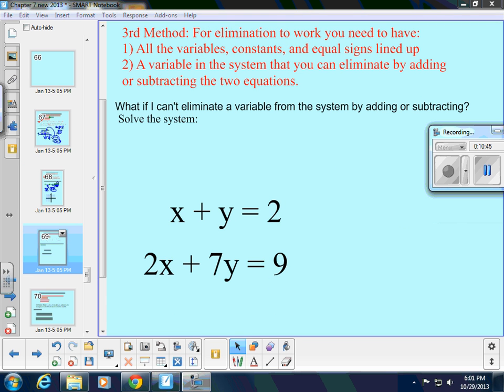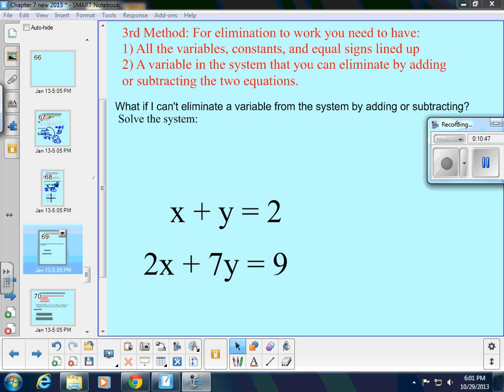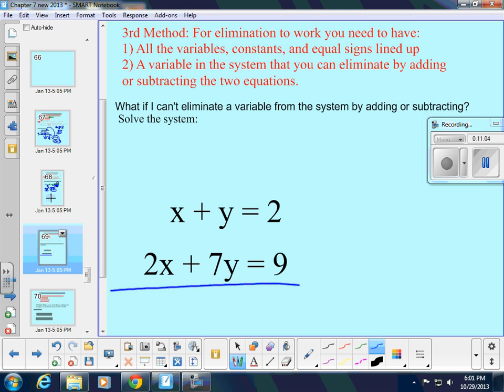I'll show us another example here, just so we get a better idea of what to do, or start to maybe pick it up now. x plus y equals 2, and then 2x plus 7y equals 9. There's the two equations in my system. Again, right now, if I'm trying to use elimination, I couldn't do it. There wouldn't be a nice way because I can't add or subtract these together and eliminate one of the variables. So I can't use elimination right now. So we won't do that.